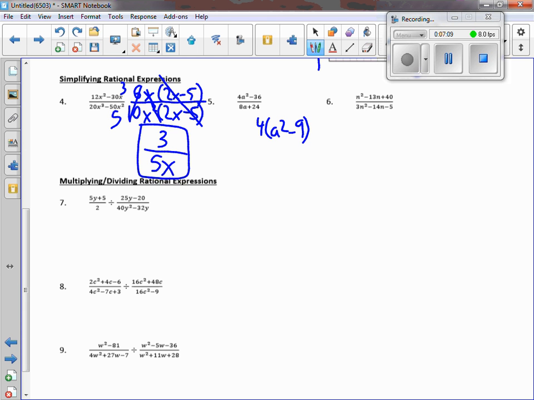We can factor the top to be 4 times a plus 3, a minus 3. On the bottom, there's a GCF of 8, so I get 8, a plus 3. Now the a plus 3 and the a plus 3 are exact matches, so those will reduce. 4 over 8 will reduce to 1 over 2. My final answer is a minus 3 over 2.